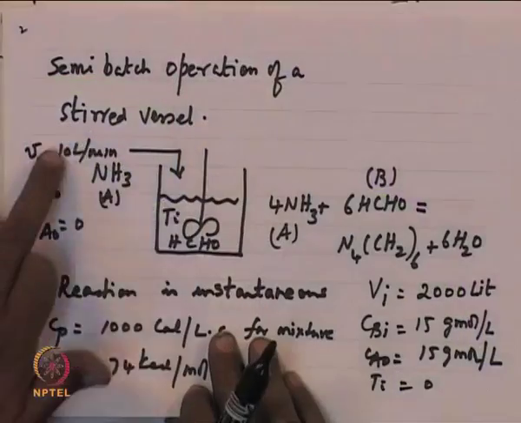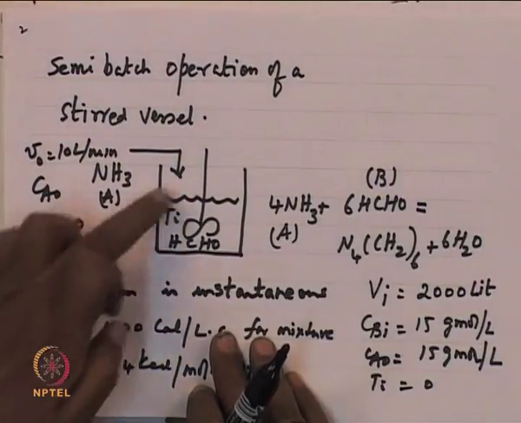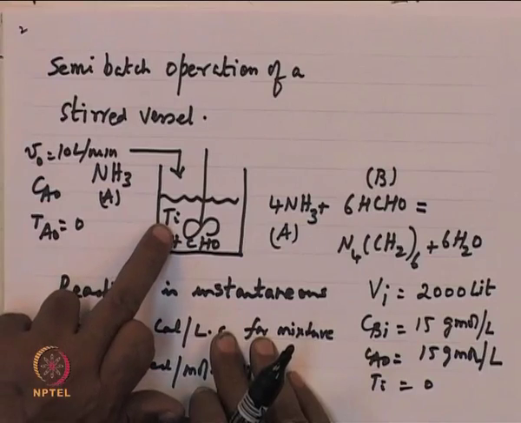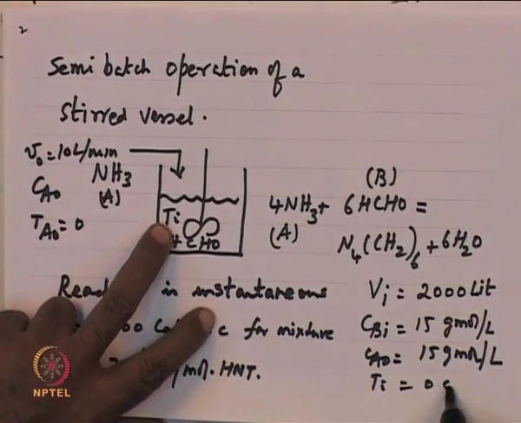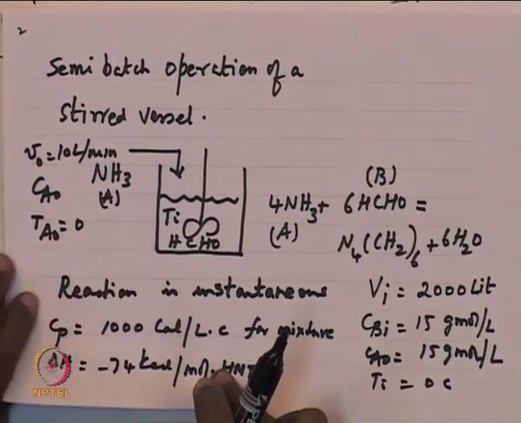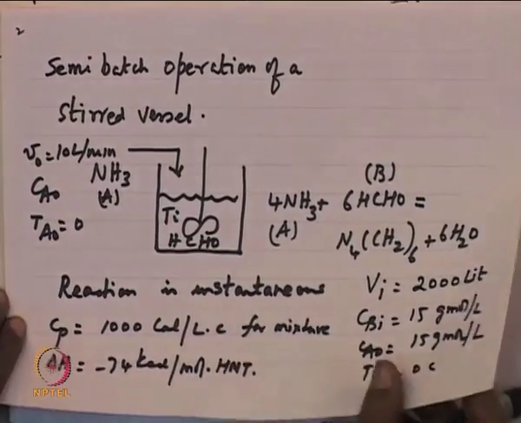Now, the next part of the question is, how long does it take for it to reach 60 degrees C? What are we saying now? As this reaction proceeds, heat is generated, and therefore, this whole thing gets heated up from the initial temperature of T 0 degrees C, and then we want to know how long it takes to reach 60 C, for which what we have to do is to write the energy balance. What is our energy balance?